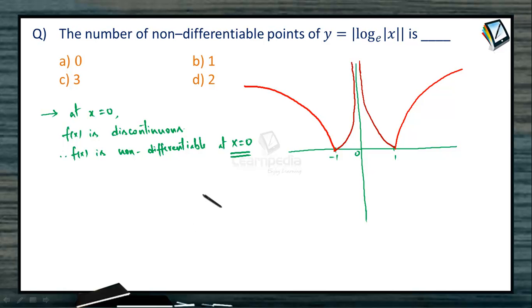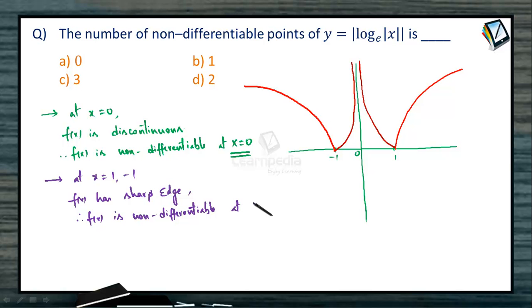Not only that, if you observe the graph, there is one more important observation. At x equal to +1 and -1, the f of x graph has a sharp edge in it. Now a function which has a sharp edge at a point is clearly non-differentiable at that point, so at the 2 points x equal to +1 and -1. So we observe two more points of non-differentiability. Now what is the total number of non-differentiable points? One at x equal to 0, one at 1 and the next one at -1. There are a total of 3 points where the given function is non-differentiable, right?